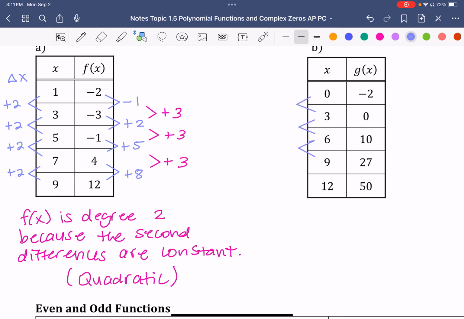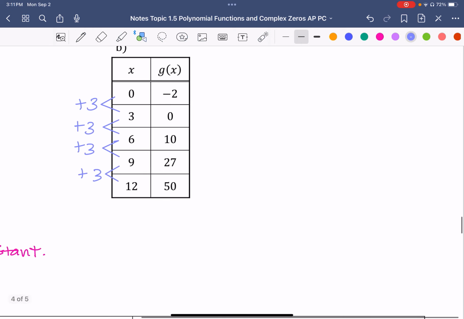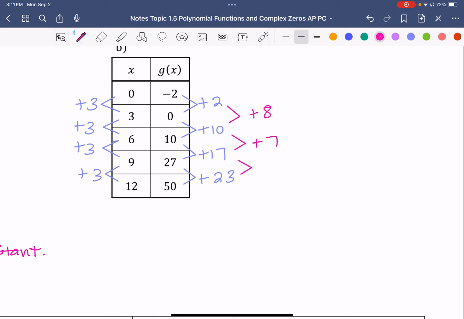First, make sure that your changes in x are constant. Here, I can see that they're all adding 3. And then on the other side, plus 2, plus 10, plus 17, and plus 23. They are not constant, so I'm going to do it again. To get from 2 to 8, I have to add 8, 10 to 17, add 7, and the last one add 6. They're still not constant, so I'm going to do it again. Now I see that it's just minus 1.